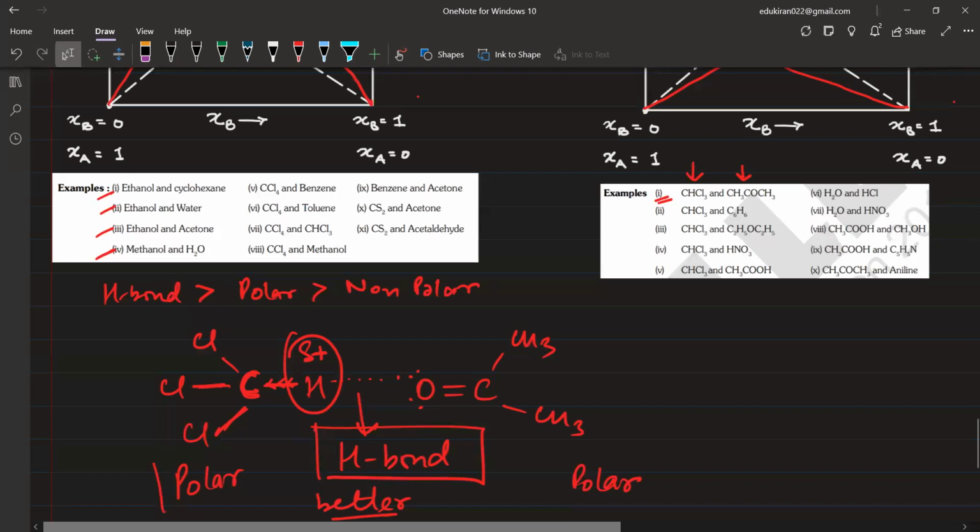Okay. So we had polar, and we got a better interaction than that, the hydrogen bond. That is why it is showing negative deviation. The interactions are better in the solution.